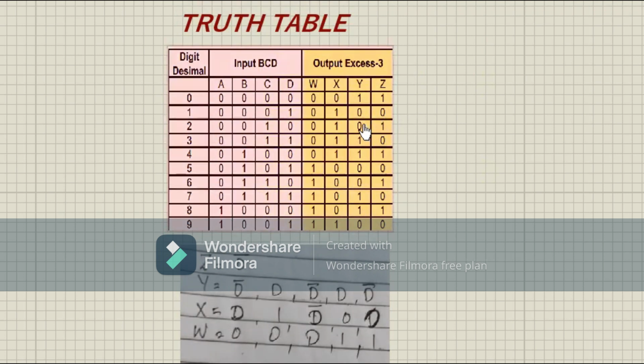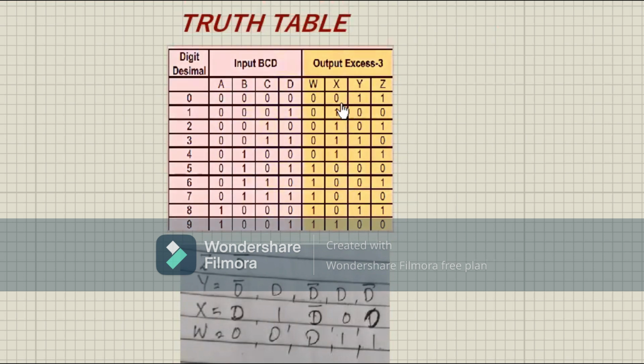Similarly, we will compare W with D, X with D and Y with D. We cannot compare Y with C or Y with B. This is because we will compare all the outputs with the same input. We will see that the first pair of Y is the complement of D. Similarly, the second pair of Y is the same as D. The third pair of Y is again the complement of D. The fourth pair of Y is again simply D, and the fifth pair of Y is the complement of D.